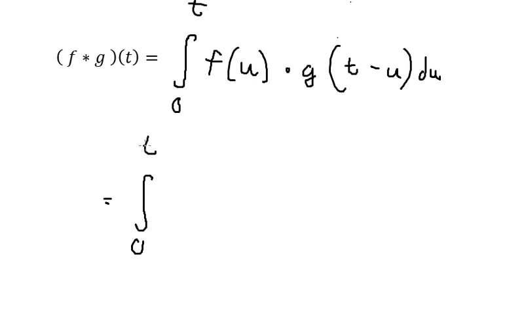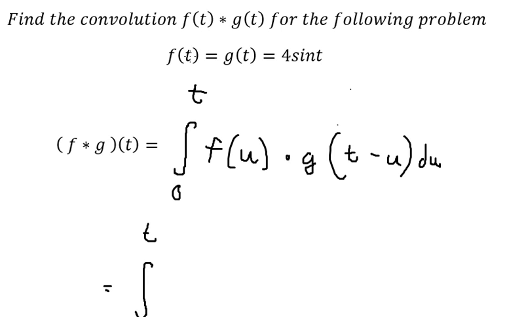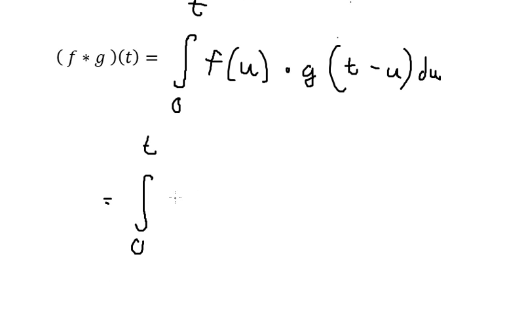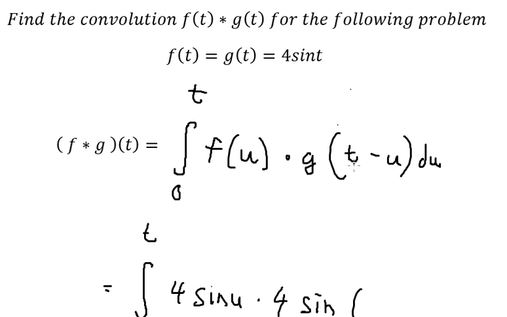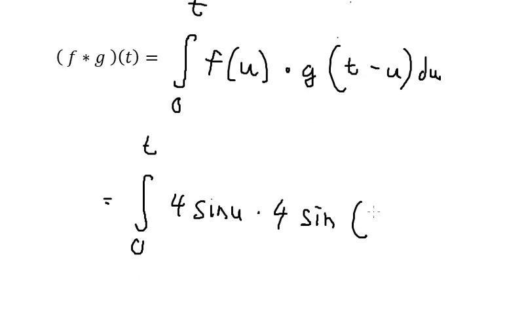We know that f of u is this one. Now, in place of t, we put u here, so we have f of u. And we multiply by 4 sine of t minus u, so we have 4 sine of t minus u du.